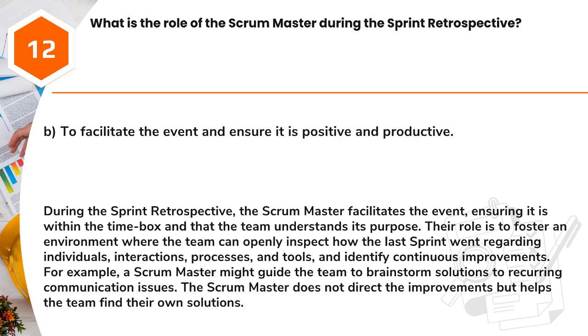Answer: B. To facilitate the event and ensure it is positive and productive. During the sprint retrospective, the Scrum Master facilitates the event, ensuring it is within the time box and that the team understands its purpose. Their role is to foster an environment where the team can openly inspect how the last sprint went regarding individuals, interactions, processes, and tools, and identify continuous improvements. For example, a Scrum Master might guide the team to brainstorm solutions to recurring communication issues. The Scrum Master does not direct the improvements but helps the team find their own solutions.